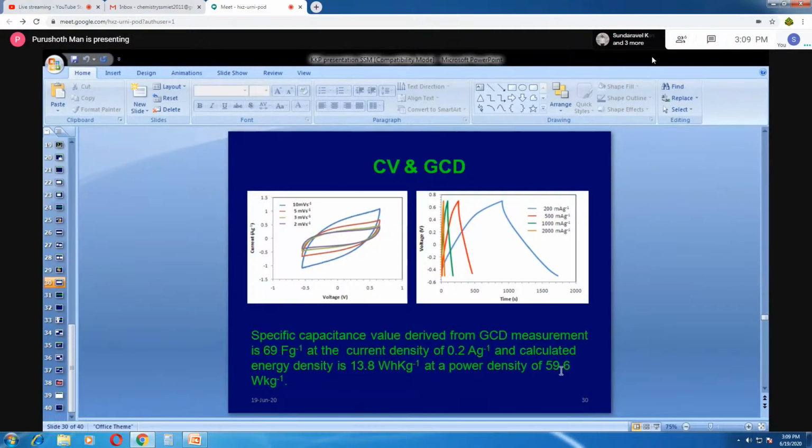And the specific capacitance derived from this charge discharge measurement is 69 farad per gram at a current density of 0.2 ampere per gram. The energy density is 13.8 watt hour per kilogram. Power density is 59.6 watt per kilogram. So this is somehow approaching closer to batteries.